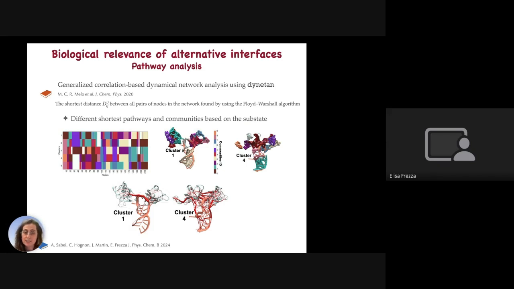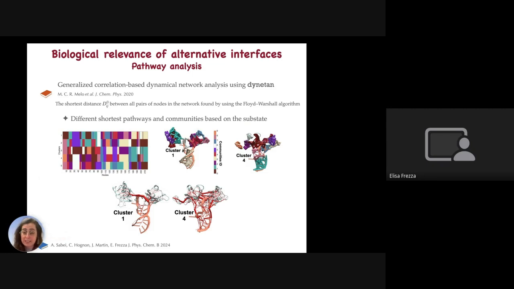And we realized at the first stage that different communities are present. And even more, we realized that communication changes based on the cluster. In the first cluster, for example, we have a communication that goes through the loop of the RNA between the two domains of the protein. On the contrary, in cluster 4, and it was a similar result to our other cluster, there is a communication that also includes the stem, which in this specific RNA is important and was claimed to have a specific biological role.